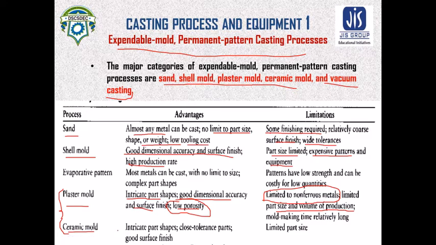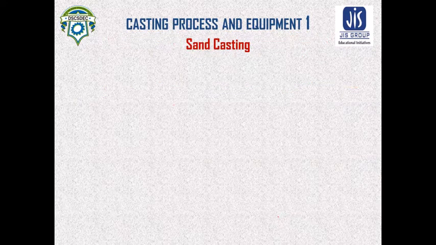In case of ceramic molding, intricate parts or complex shapes can be made. Close tolerance is there, and surface finish is very good. The only limitation is that mold making time is very long, and the part size is very limited. So these are the advantages and disadvantages of different casting processes in the category of expendable mold, permanent pattern casting processes. Now we will come to the detailed study of sand casting.